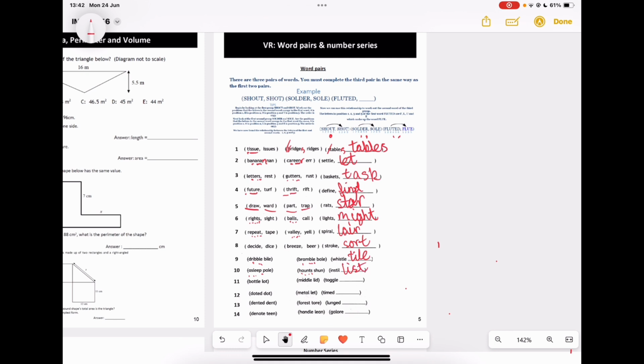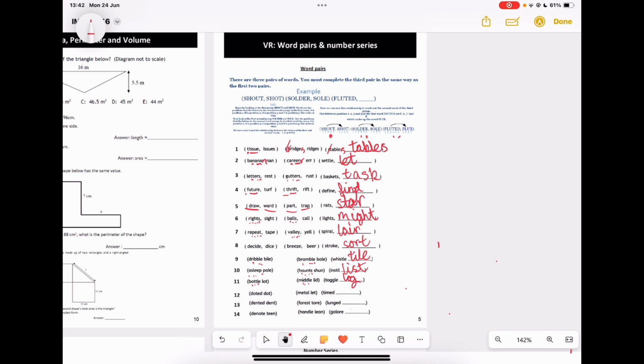Next is 11. So bottle, lot, middle, lid, toggle, and then something, our answer. So here we have bottle and lot. So it's taking the second to last letter, then the second, and then either the third or the fourth. For middle and lid, it is taking the second to last letter, then the second, and it's taking either the third or the fourth. And then we can see if that pattern repeats, it'll be log.